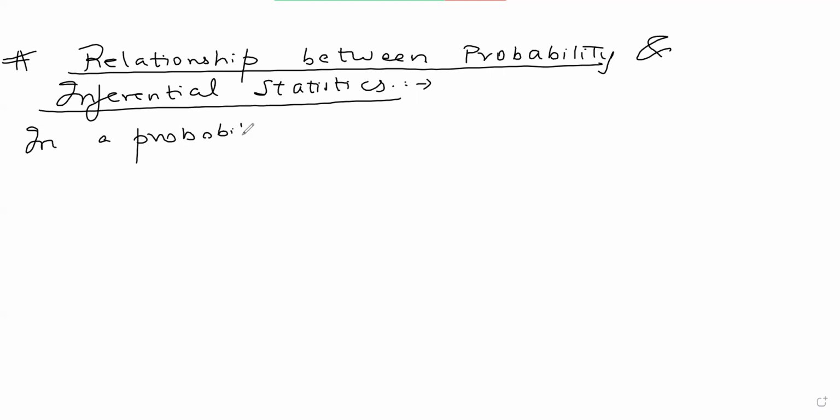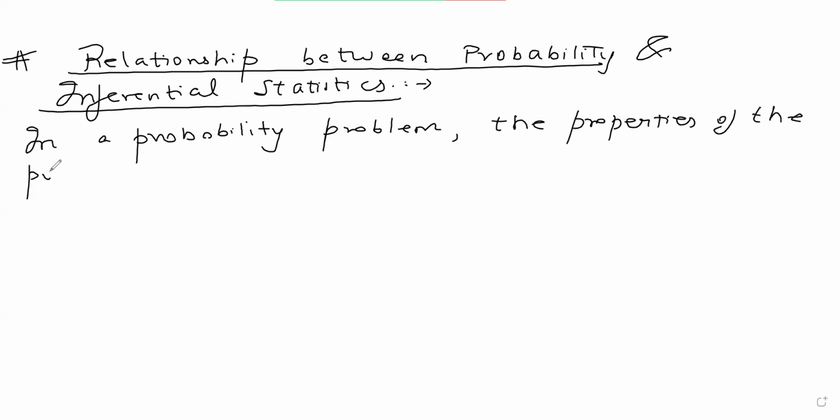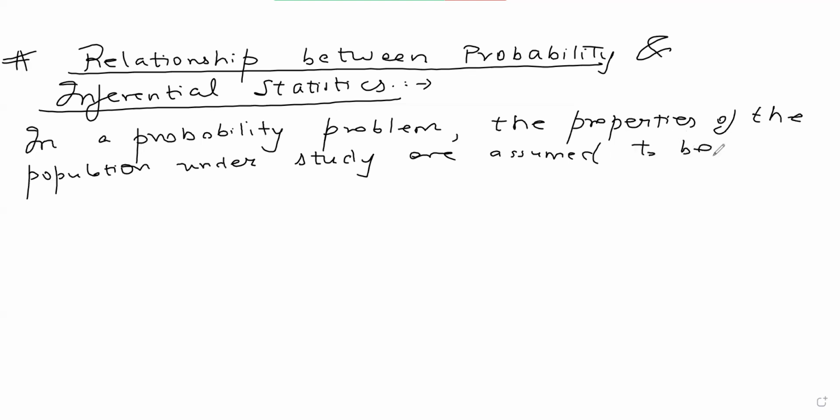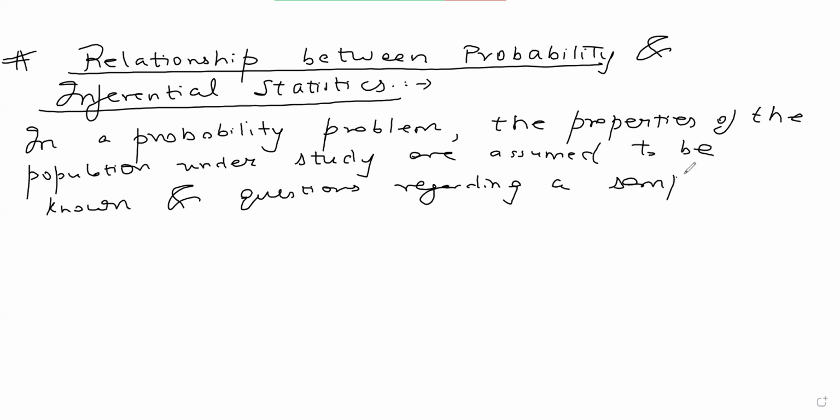In a probability problem, the properties of the population under study are assumed to be known, and the questions regarding a sample taken from the population are answered.